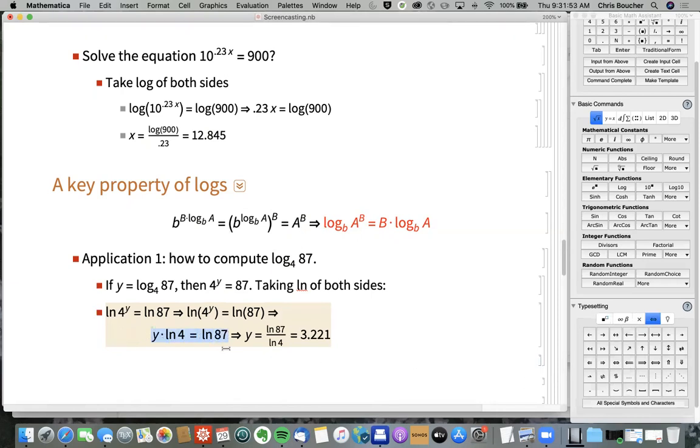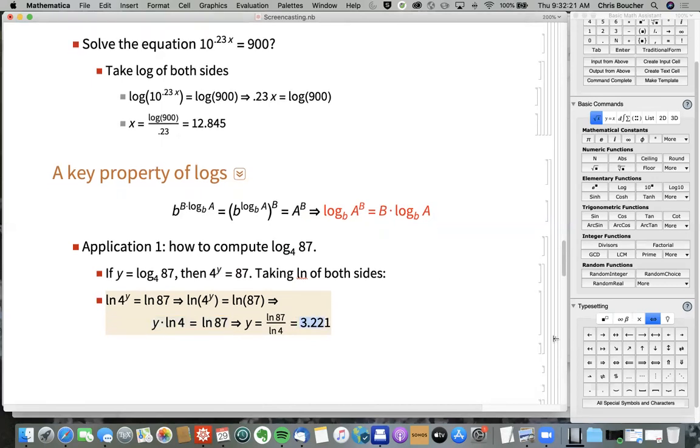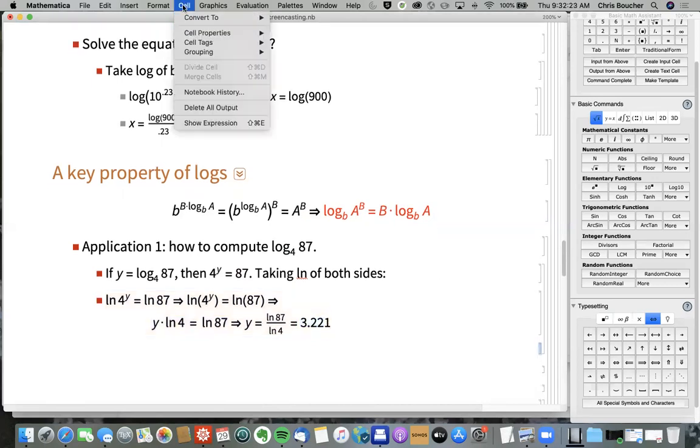Because in this equation right here, the y is not in the exponent anymore, which makes things a lot simpler. That blue equation is just y multiplied by a number is equal to another number. So I'll divide both sides by the ln of 4. I get this, and now I have something that I can do on my calculator, right? The initial thing I couldn't do because I don't have an easily accessible log base 4 button, but I do have an ln button. So I can do that blue thing, and when I do it on the calculator, I come out with 3.221.